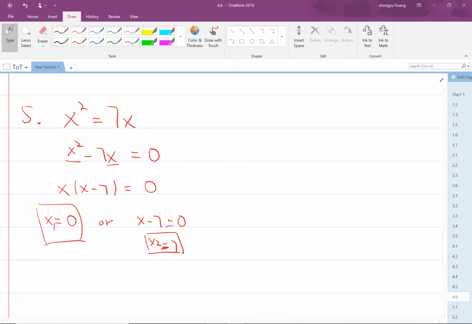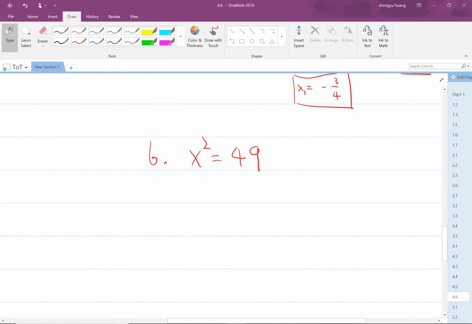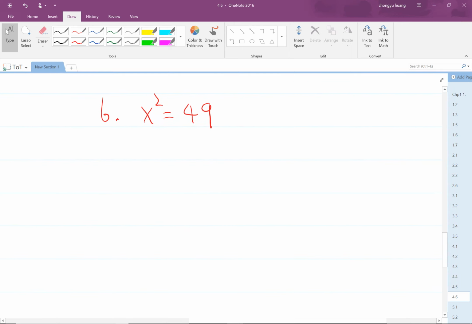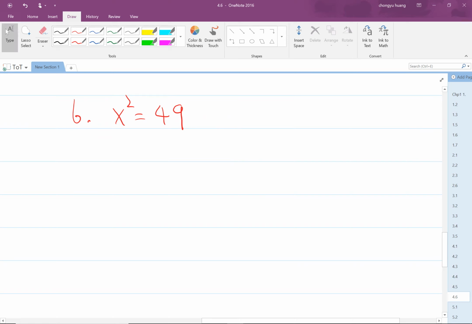All right, so let's move into question 6. I just want to make sure it covers most of the different types of questions. So question 6, what we have is x squared - 49, so x squared = 49.